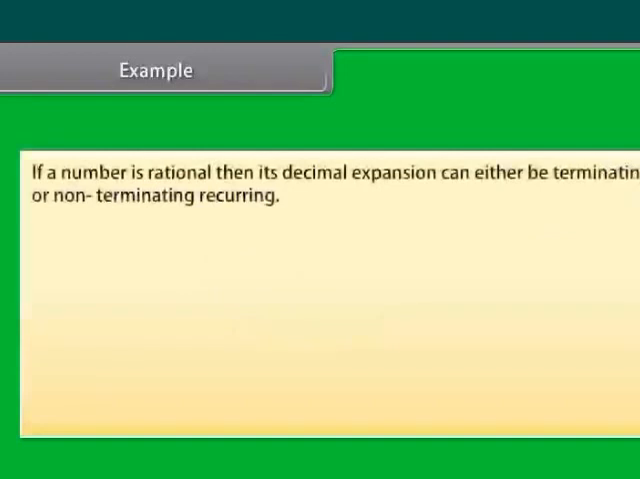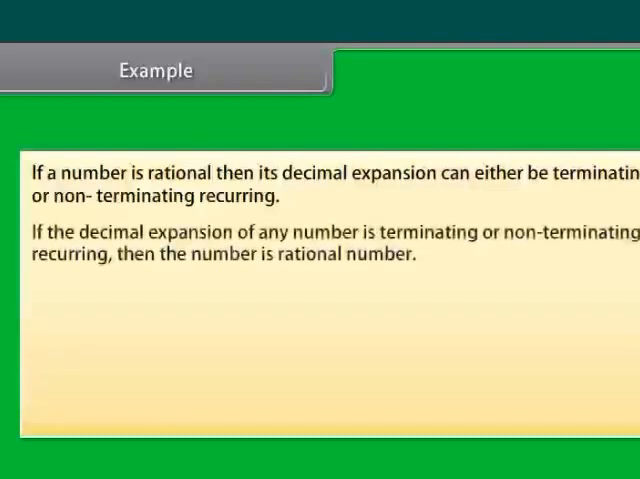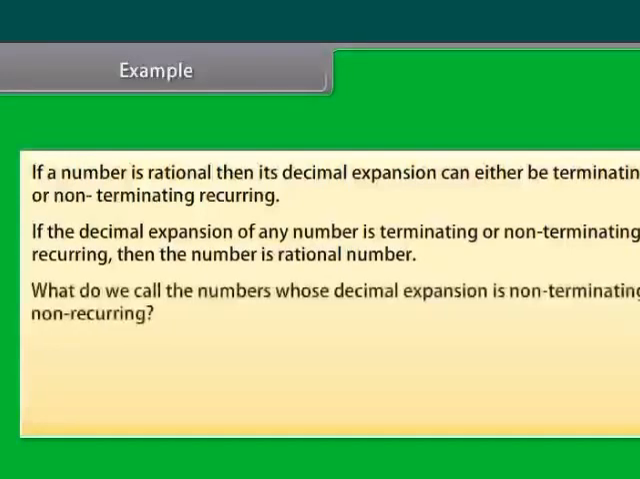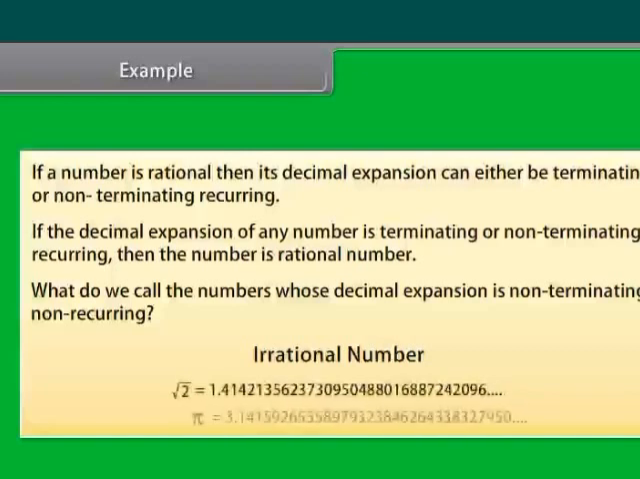Hence, if a number is rational, then its decimal expansion is either terminating or non-terminating recurring. In other words, if the decimal expansion of any number is terminating or non-terminating recurring, then the number is a rational number. And what do we call the numbers whose decimal expansion is non-terminating, non-recurring? Those numbers are irrational numbers. For example, square root of 2, pi, etc.